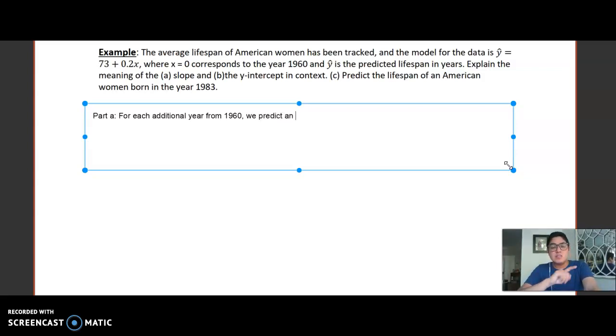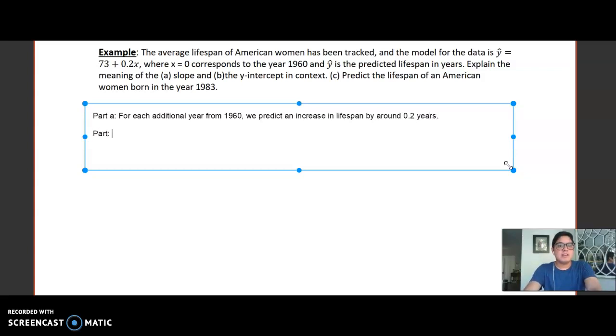Our slope is positive, so our correlation coefficient is going to be positive. So for each additional year from 1960, we predict an increase in lifespan by about 0.2 years.